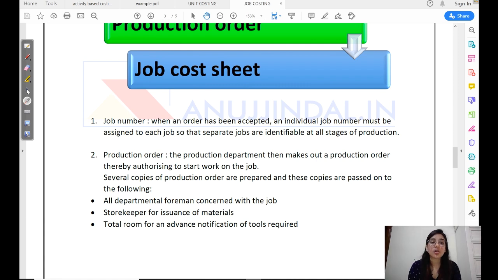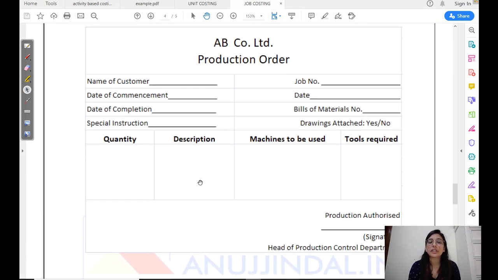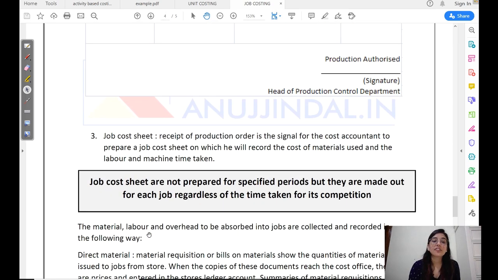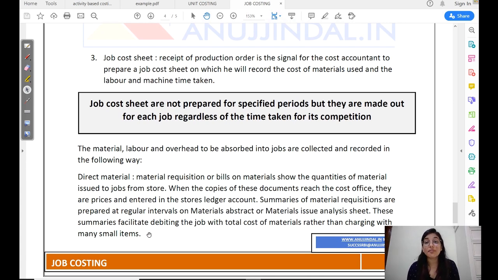So in this production order, we specify the quantity of the material which is required, and also the machines and the tools which are required, right? Then finally, after the work has started, the cost will have been incurred. This cost is recorded under the job cost sheet. So the cost of material used, the cost of labor used, the machines used, the time taken will all be recorded under the job cost sheet. Here you need to remember that these job cost sheets are not prepared for a period.